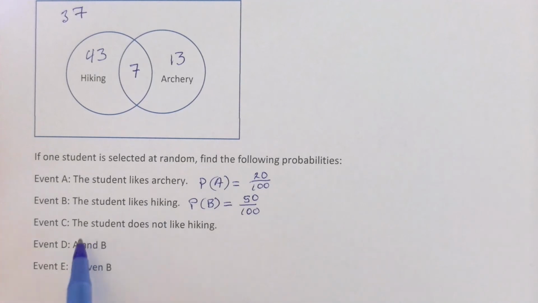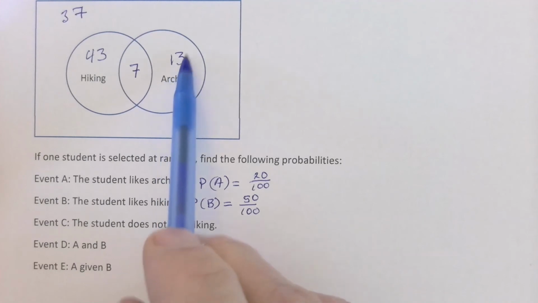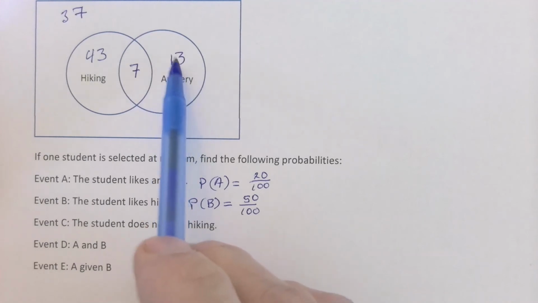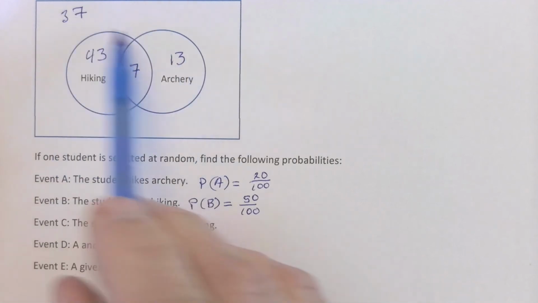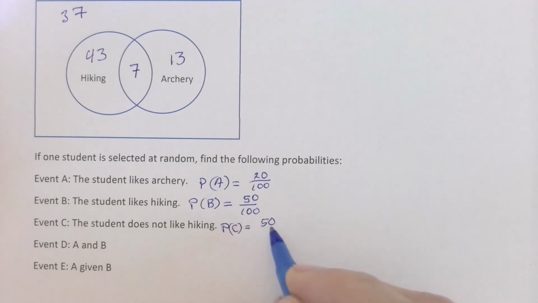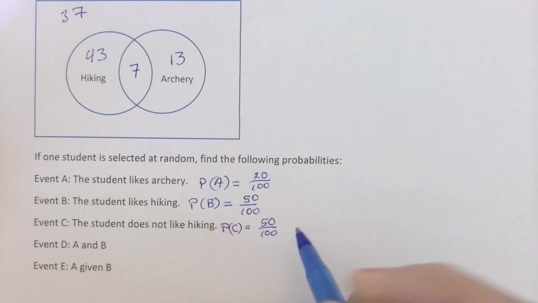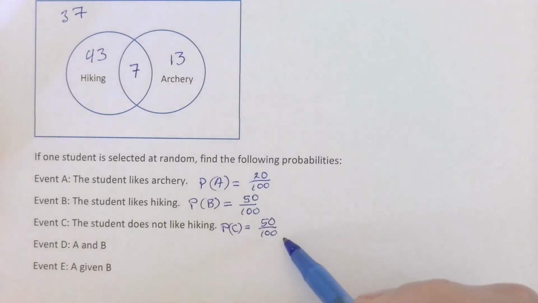What about this? What's the probability the student does not like hiking? Well, one way to go about that would be to add these two together. Because these are kids who liked archery but not hiking. These are kids who did not like archery or hiking. And that accounts for everybody who did not like hiking. And that's 50. The other way to do it would just be to use a little logic and say, if 50% of the kids like hiking, then 50% of the kids did not like hiking.